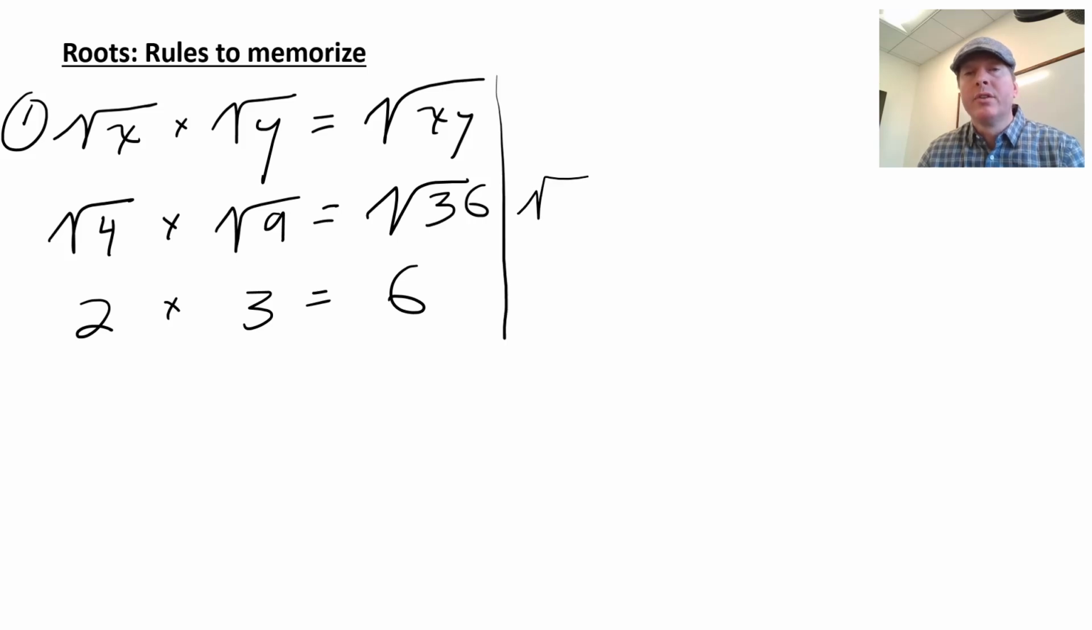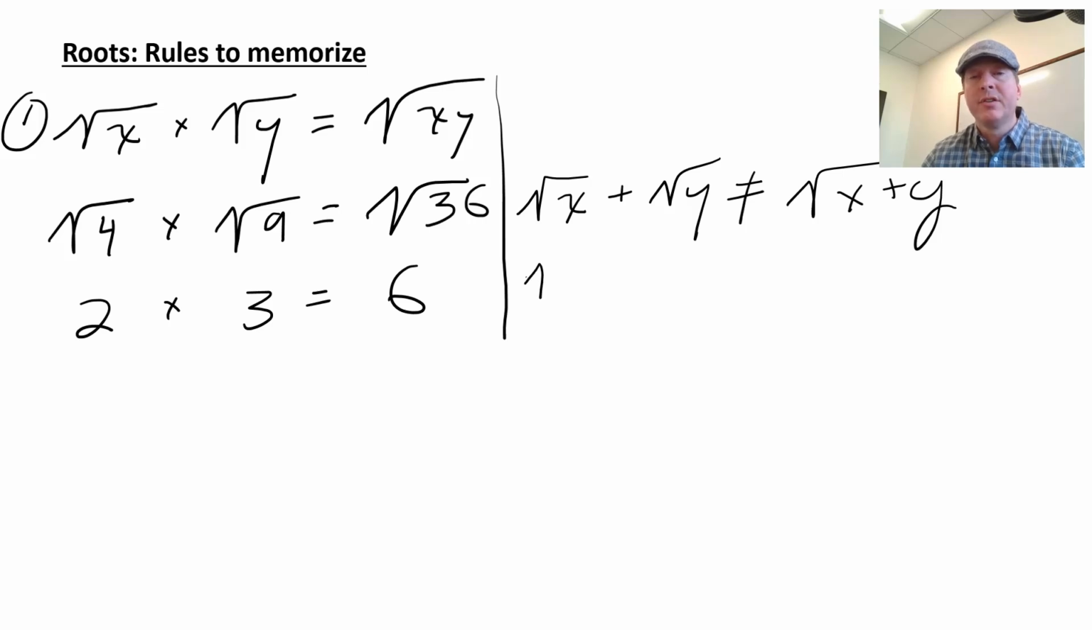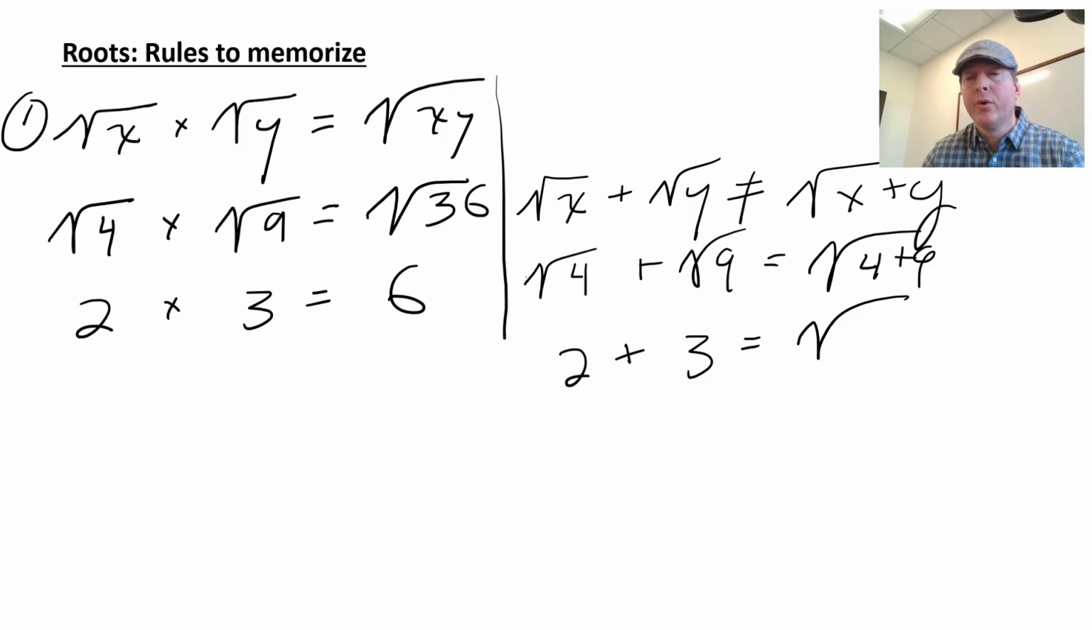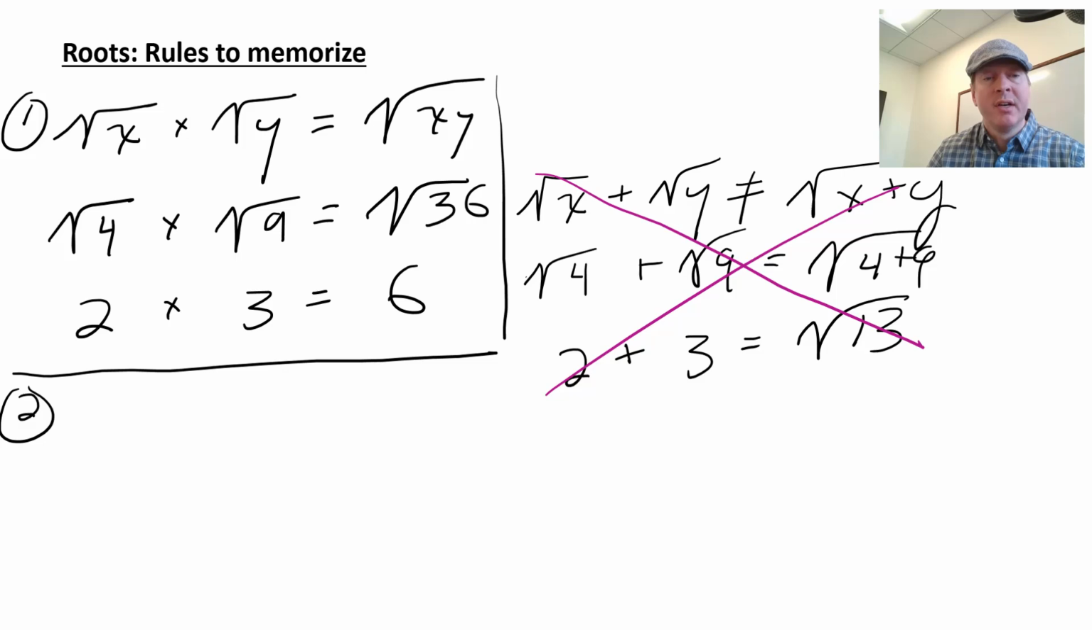Now, one thing I want to point out, suppose you were asked what is the square root of x plus the square root of y. That is not equal to the square root of x plus y, at least not most of the time. So, for example, is the square root of 4 plus the square root of 9, which is 2 plus 3, equal to the square root of 4 plus 9, which is the square root of 13? No, they are not the same. A second rule to memorize. How about the square root of x over y?